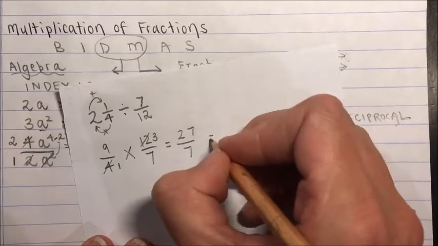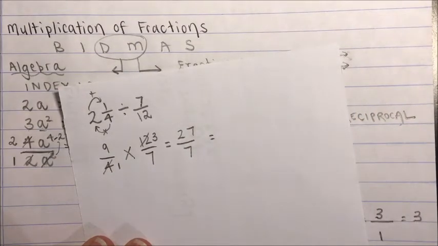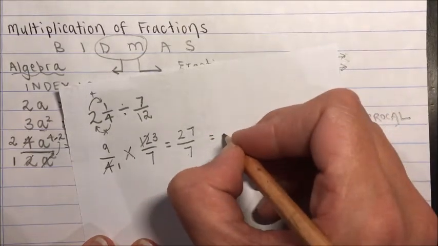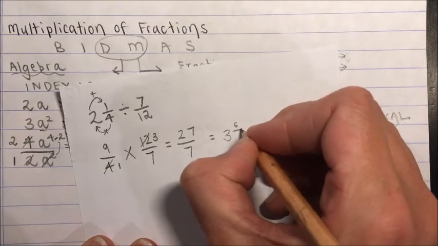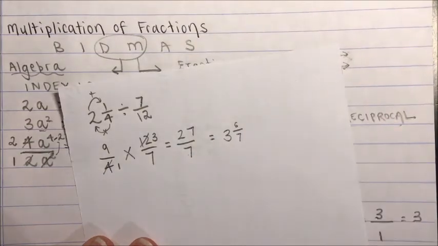Oh, again, I'm ending up with an improper fraction. And 27 divided by 7, 7 goes into 27 3 times. 3 times 7 is 21, so that leaves 6 little sevenths left over. Cool.